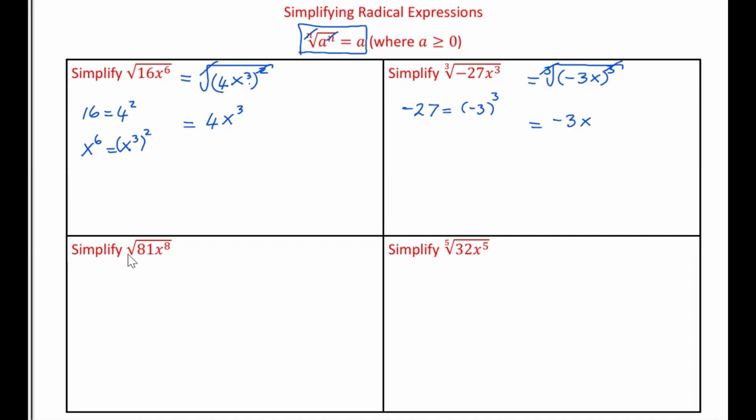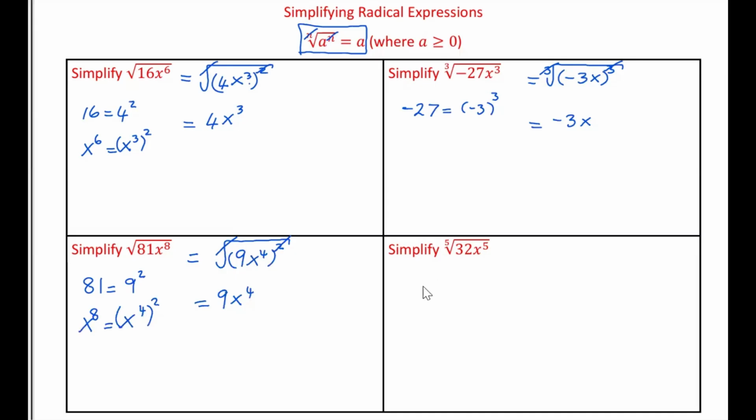In the next example, we have another square root, so we would like to write 81 as the square of another number, which is 9 squared, and x to the 8. To find its square root, we can divide the exponent by 2, so we find it is the square of x to the fourth. So this expression can be written as 9x to the fourth, squared. And when we take the square root, the square cancels out, so we find 9x to the fourth.